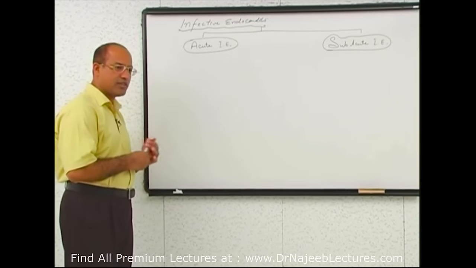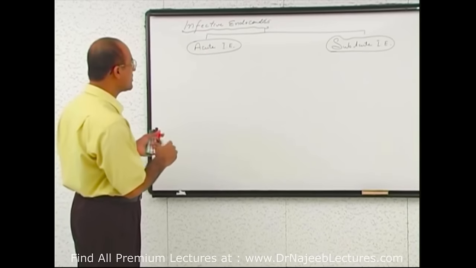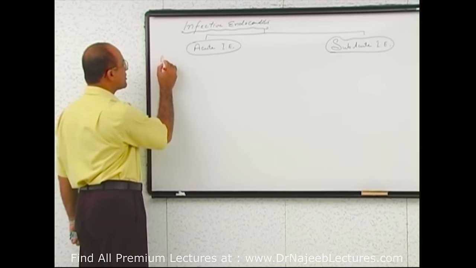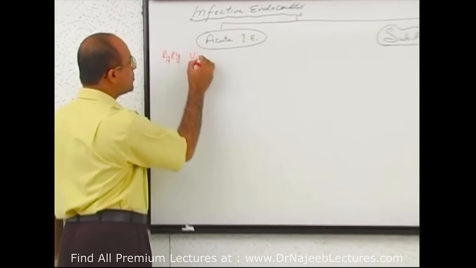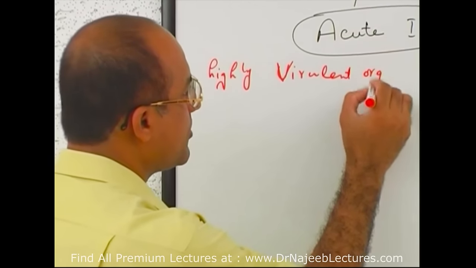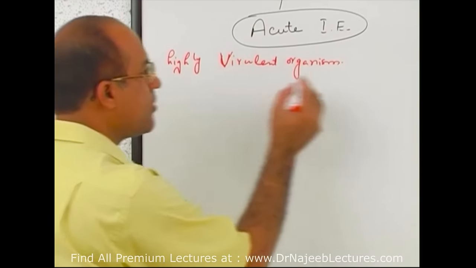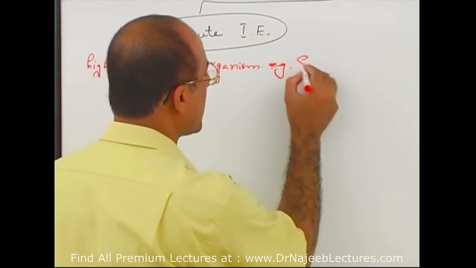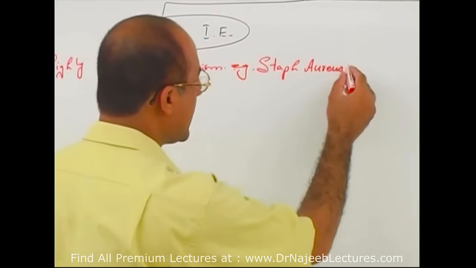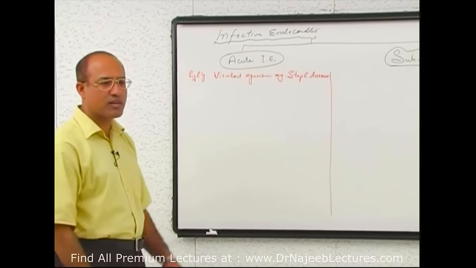Acute infective endocarditis is usually produced by organisms which are very, very virulent, right. The organisms which produce acute infective endocarditis are highly virulent organisms, for example Staphylococcus aureus, very, very pathogenic organisms.